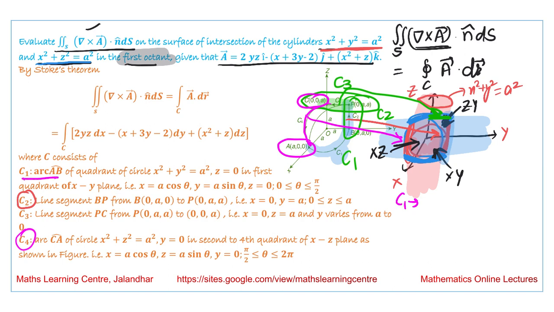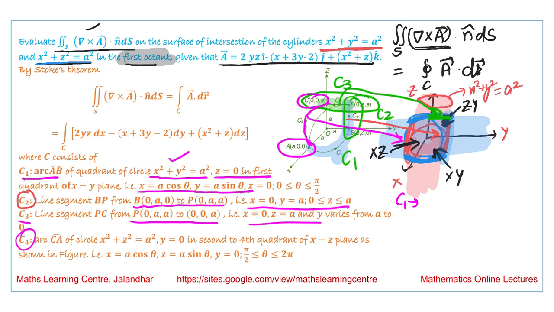We are saying C1 is the arc corresponding to x square plus y square is equal to a square, z is equal to 0 in the first octant, and the equation of this circle is written over here. It is x is equal to a cos theta, y is equal to a sin theta. C2 is the line segment from B to P. Then C3 is the line segment from P to C. Then we have C4, the circle x square plus z square is equal to a square and y is equal to 0, and its equation can be written in this form.